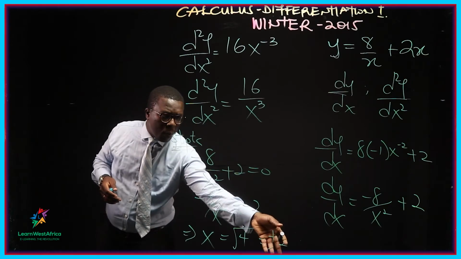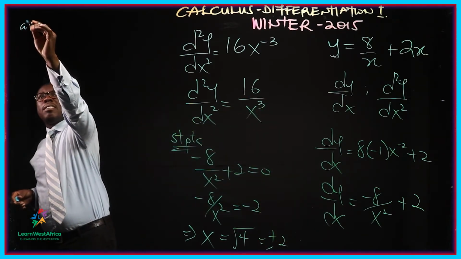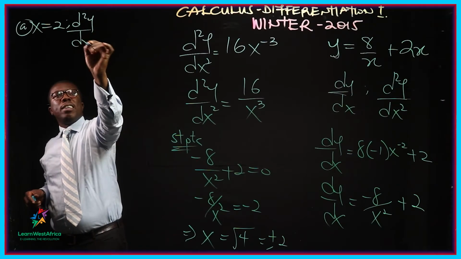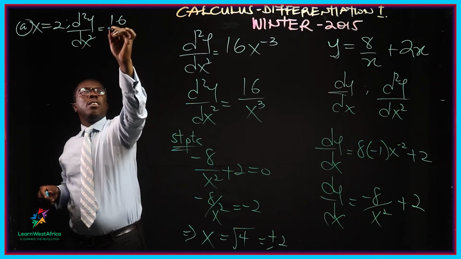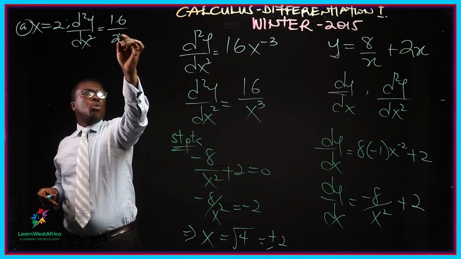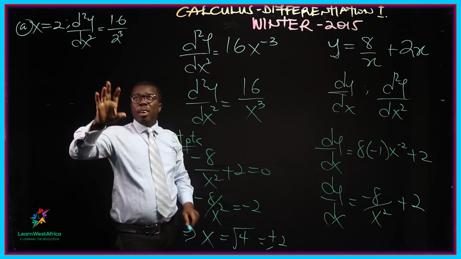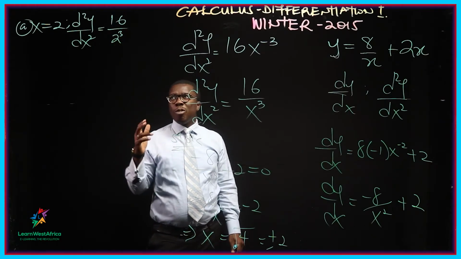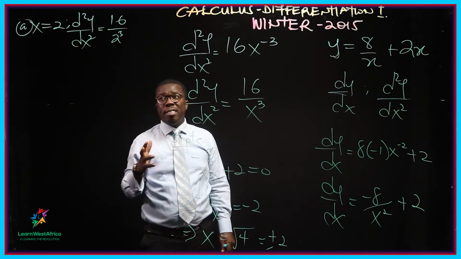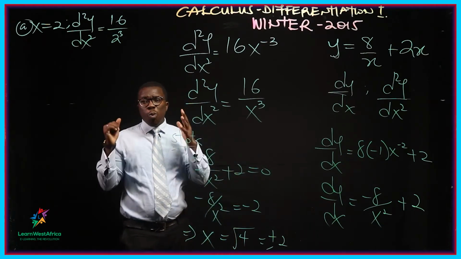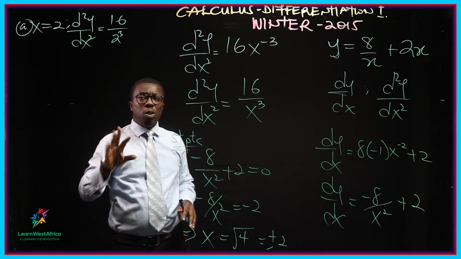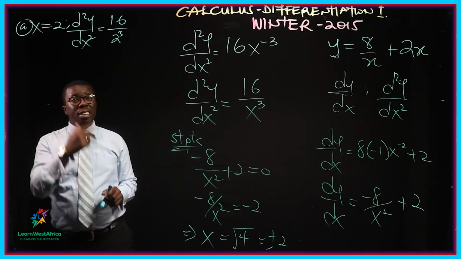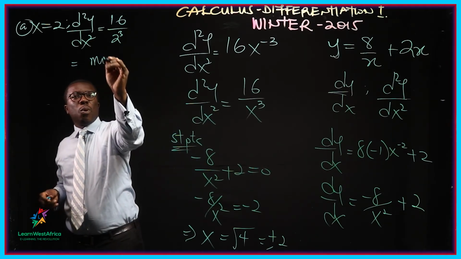All right, so let's take the positive 2 and put it here. So at x equals 2, our d²y/dx² will be 16 over 2 cubed. Now watch, obviously, when you have 16 over 2 cubed, it's going to give you 16 over 8, so you're going to have a positive answer. Once your d²y/dx² is positive, greater than 0, then we say that it is a minimum point. So this point is a minimum.